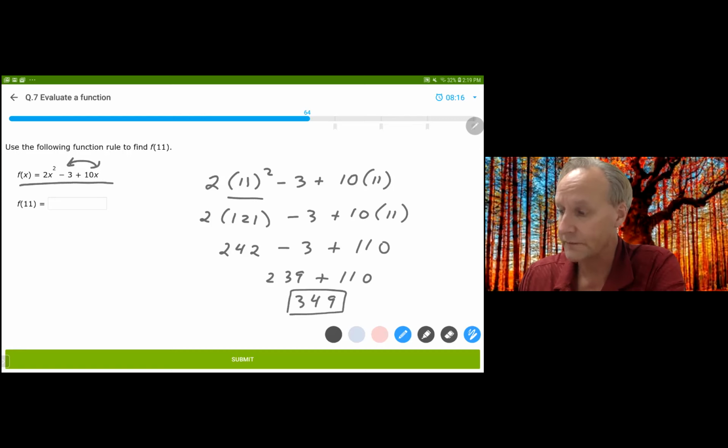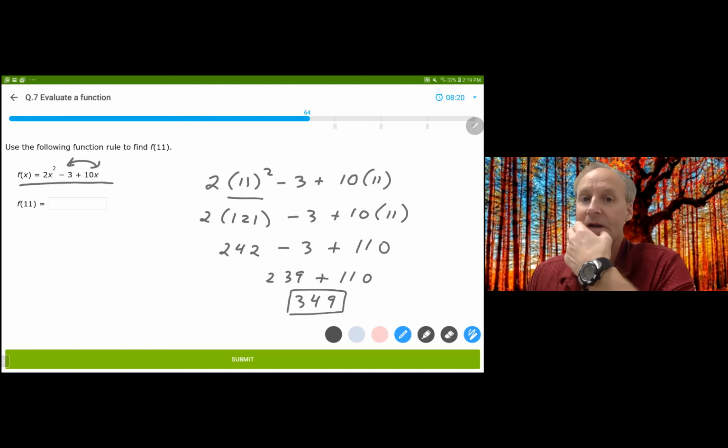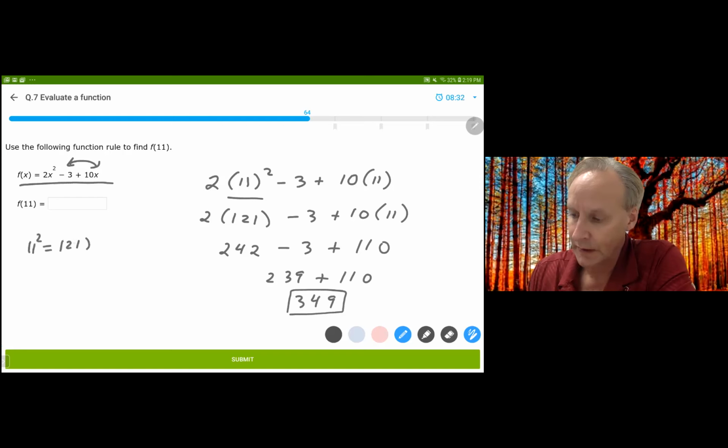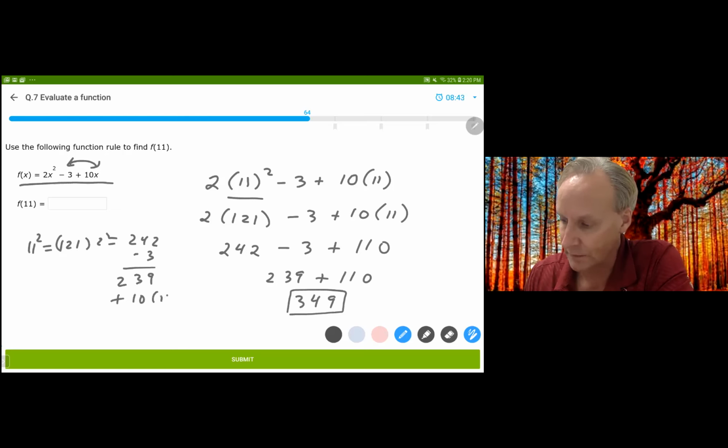Okay, I know I did a lot of extra work that doesn't seem necessary. And I just want to show you the mistake that I was talking about before. A lot of students will do, 11 squared is equal to 121. And then they'll say that times 2 is equal to 242. And then if I subtract 3, I get 239. And then if I add 10 times 11, or 110, I get the 349. And they say, well, I did the same thing.